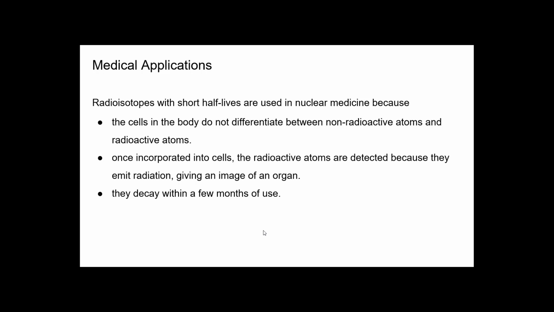Once it's incorporated, it will travel to where it needs to be in the organ, and that radiation can be picked up by a scanner, and then proper instrumentation will get it to an image, and then it can be looked at. And because these radioisotopes that are used have a short half-life, they decay very quickly, depending on what part of the organ they're used in.